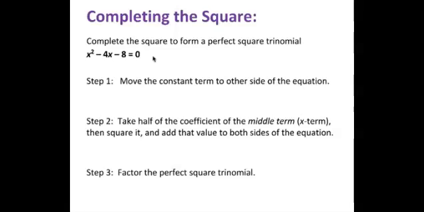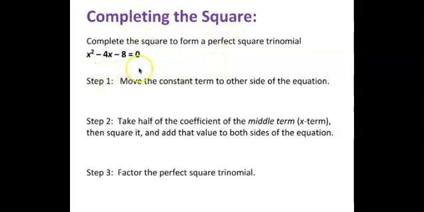What we do is we complete the square to form a perfect square trinomial: one set of parentheses times another set of parentheses. We're trying to find a perfect square trinomial, so in order to do that, we're going to use completing the square.